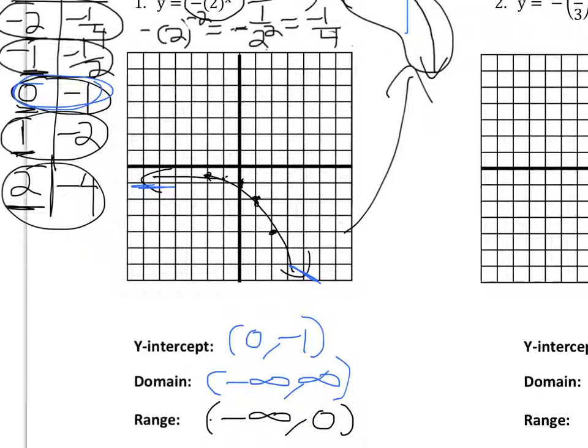So that's pretty much how you graph one. Again, you can rely on your XY chart, and then at the end you'll find your y-intercept, domain, and range.